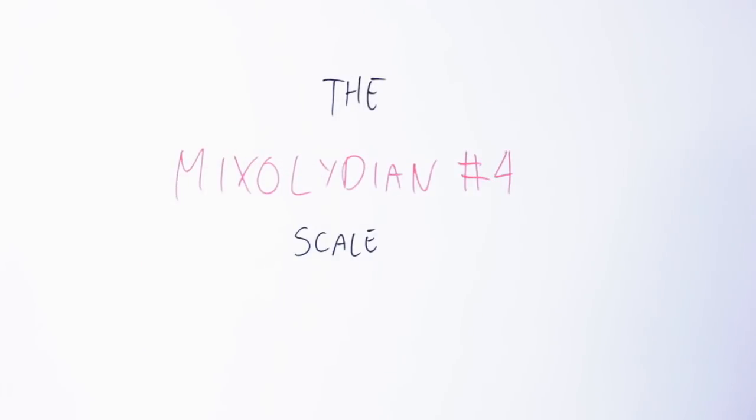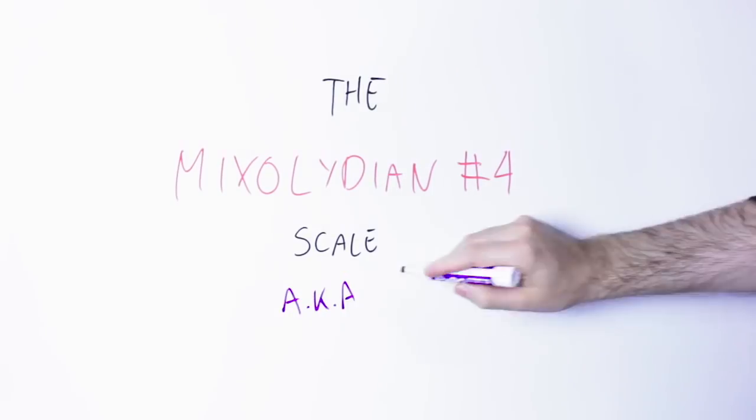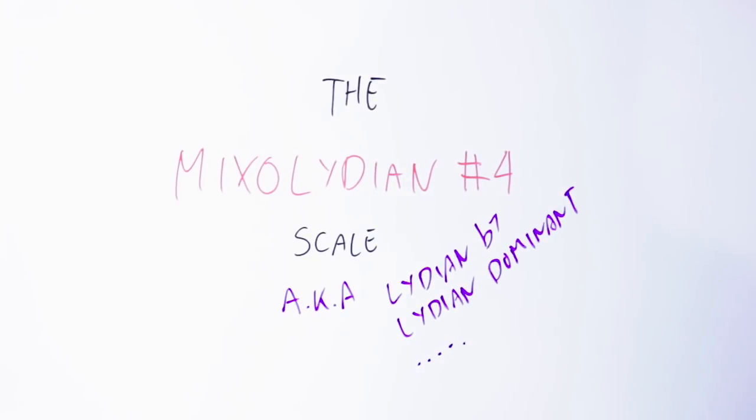Today I want to talk about the Mixolydian sharp fourth scale, also known as the Lydian flat 7 or the Lydian dominant scale, also known as a host of other names, because I'm sure that in the crazy world of music theory we found at least 30 other names for this scale. If you know other names for this scale, write them down in the comments, I'm curious about that.